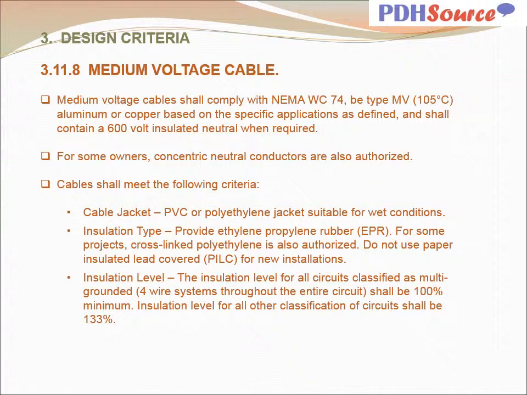Cables shall meet the following criteria: cable jacket, PVC or polyethylene jacket suitable for wet conditions. Insulation type, provide ethylene propylene rubber, EPR, for some projects. Cross-linked polyethylene is also authorized. Do not use paper insulated lead covered, PILC, for new installations. The insulation level for all circuits classified as multi-grounded 4-wire systems throughout the entire circuit shall be 100% minimum. Insulation level for all other classifications of circuits shall be 133%.